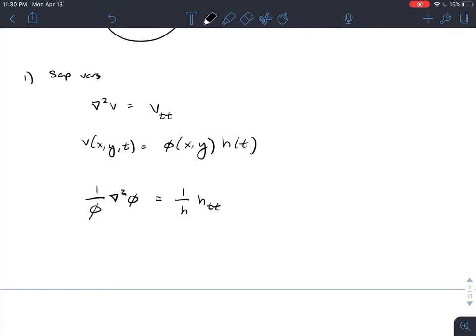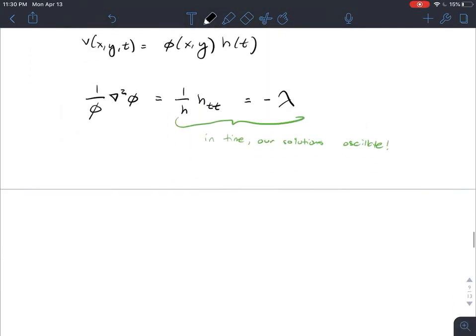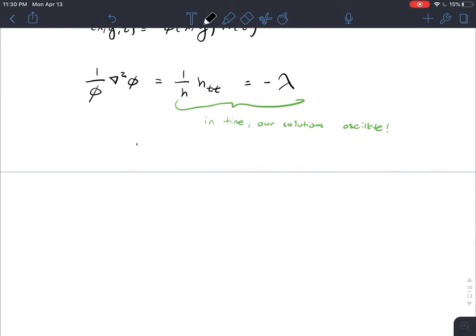So now we have to decide the value of the separation constant. Remember that in this problem, we want oscillatory solutions because we have a wave equation. We have an oscillating membrane. So therefore, we're going to choose negative lambda. And the reason why I choose negative lambda is to satisfy the relationship on the right-hand side of the equation, where in time, our solutions oscillate.